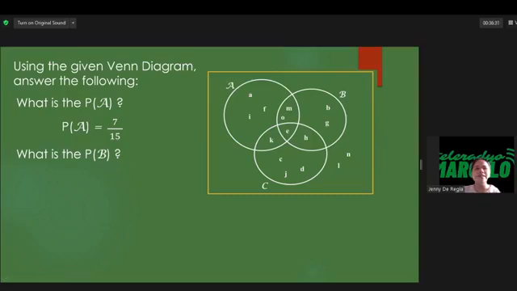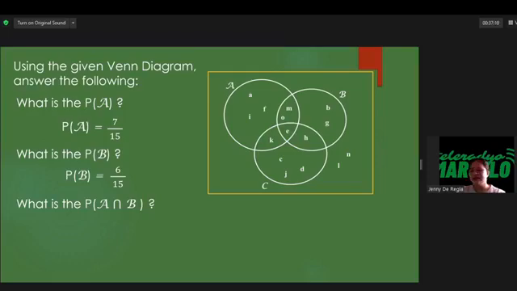Next, what is the probability of an event B? Since we have B, G, H, E, O, M in circle B, how many letters? 6/15. Okay, 6/15, correct. What is the probability of A intersection B?